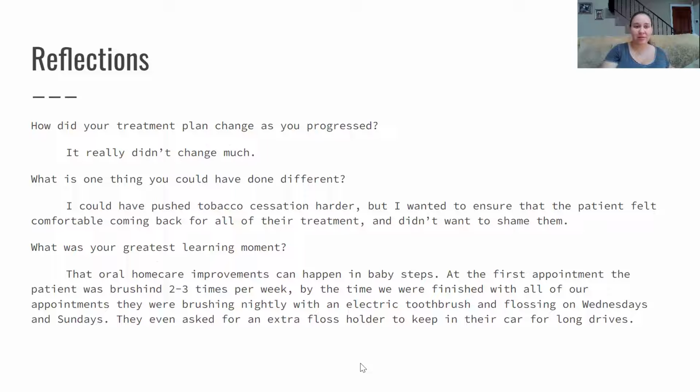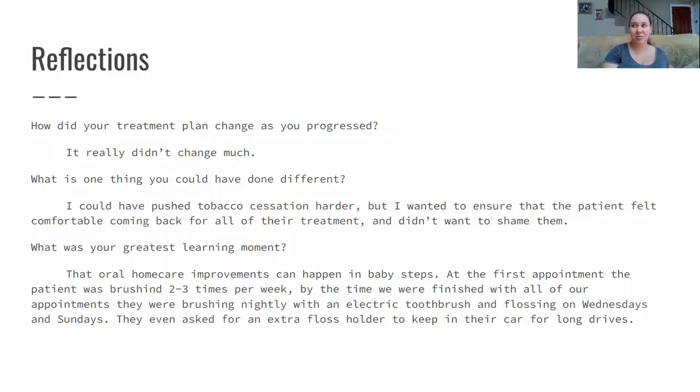Reflecting. My treatment plan didn't change much as we progressed. My technique definitely improved. I definitely think I got a lot better at incorporating the patient into the client-centered goal. I think that my charting improved throughout time. Things I could have done differently: I could have pushed tobacco cessation harder, but I really didn't want to shame the patient. I wanted them to keep coming back so that we could complete treatment.